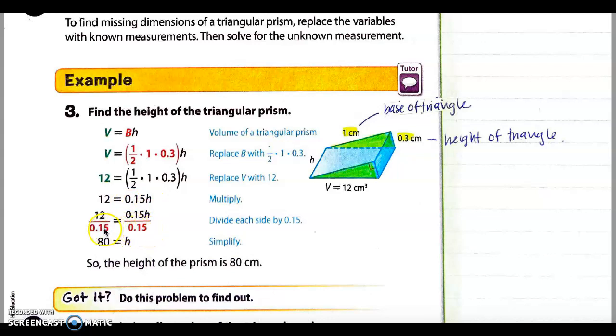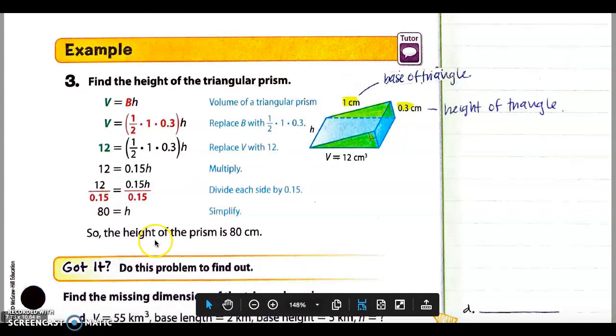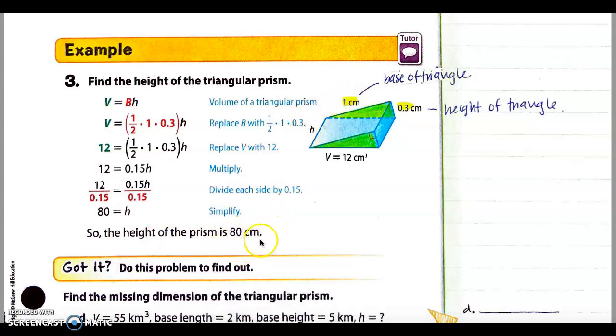Whatever I do on one side, I'm going to do to the other side as well. So this gets canceled out, and I'm left with h equals 80, because 12 divided by 0.15 is 80. So I find out that the height of the prism is 80 centimeters. So that's the missing dimension here. Did you notice that I did not cube it because I'm not finding the volume? The volume has already been found for me.